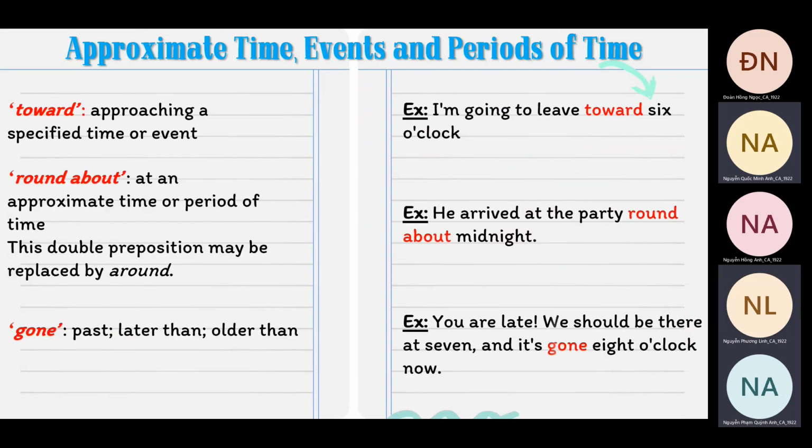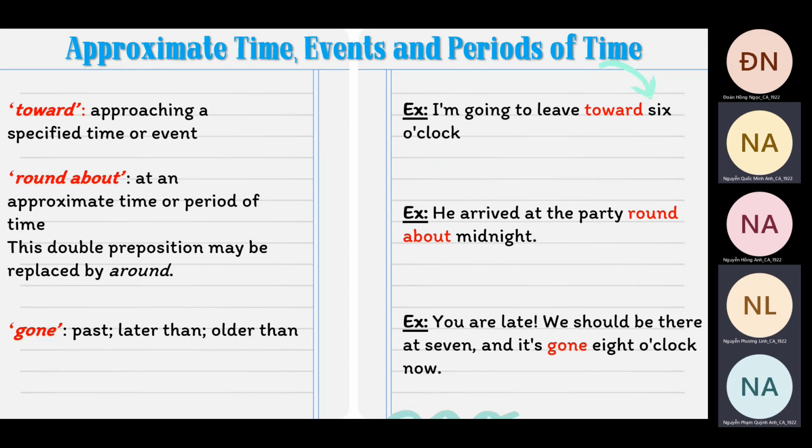Next one is prepositions of approximate time, events, and periods of time. First, we just give you some examples of these prepositions to illustrate this point. First, we have toward, which is approaching a specific time or event. For example, I'm going to leave toward 6 o'clock.